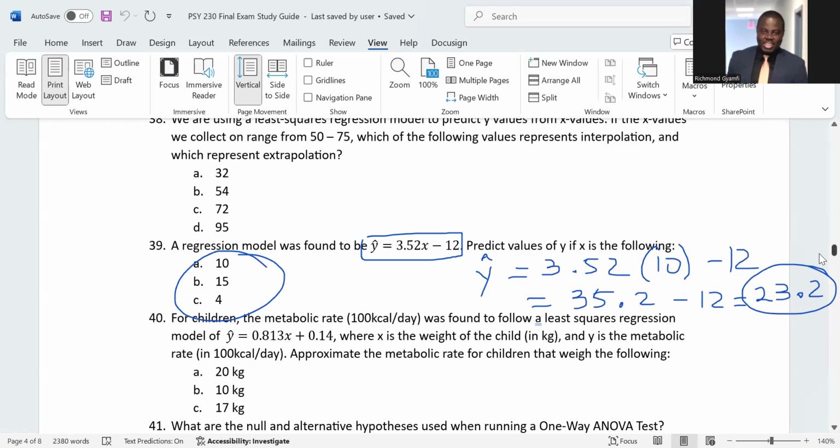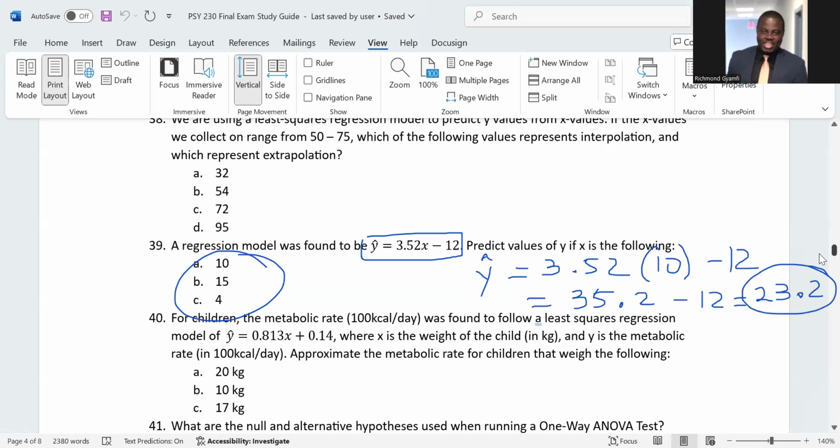Now you do the same thing for 15. Put in 15 and then find your estimated or predicted y value. Put 4 in for x and then solve to get your y hat, or your predicted y values. Remember, the answers are at the back. You could always check.